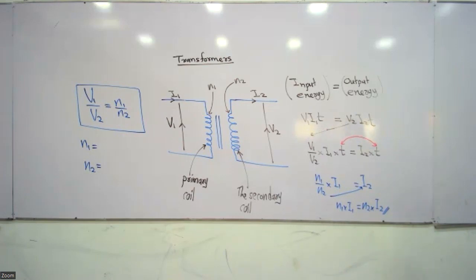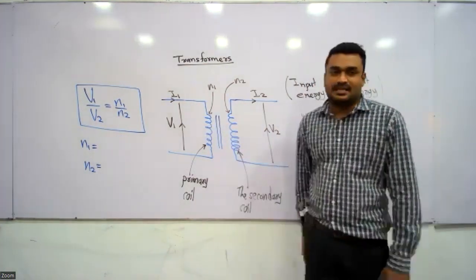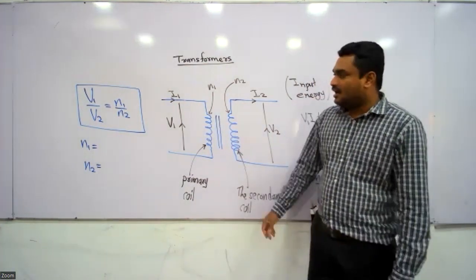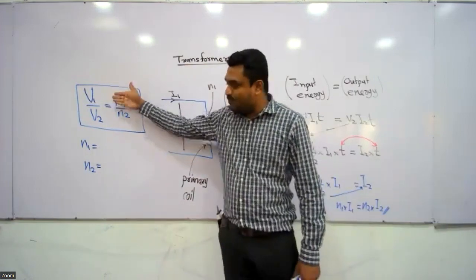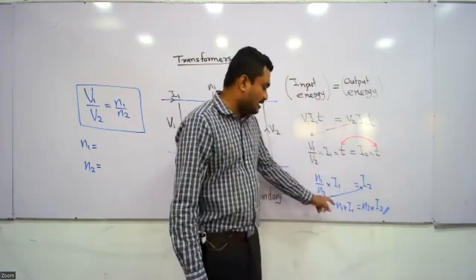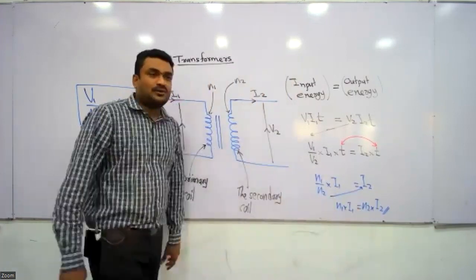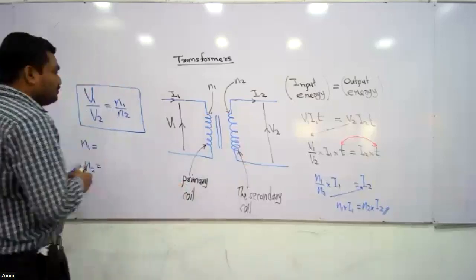Right. So that's it. There are two separate coils wound on the same metal core. The relationship between input and output voltage is given by this equation. The relationship between input and output current is given by this. N1, N2 are number of turns. One more thing.